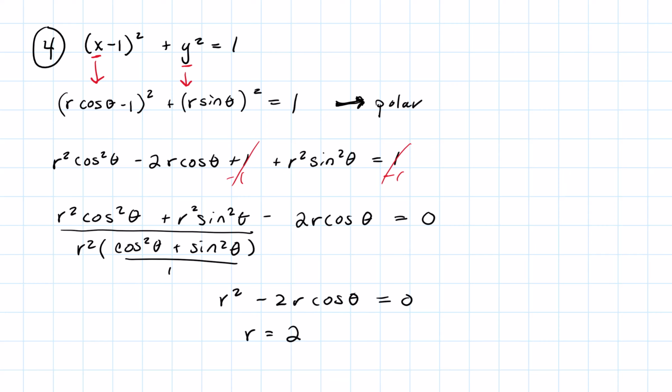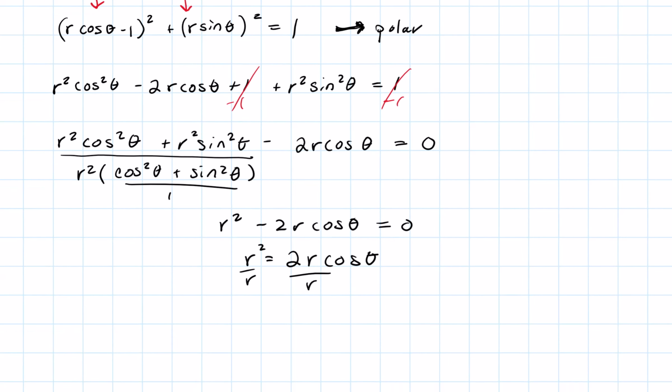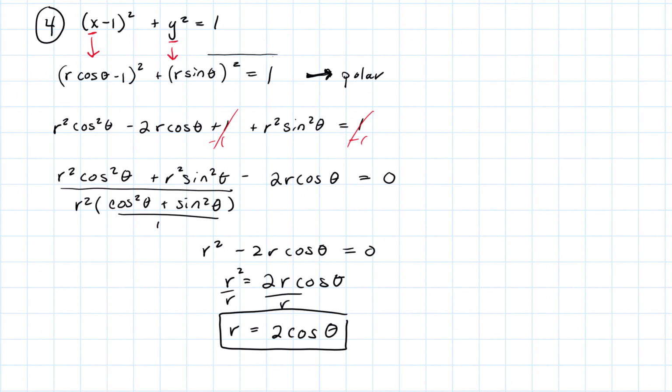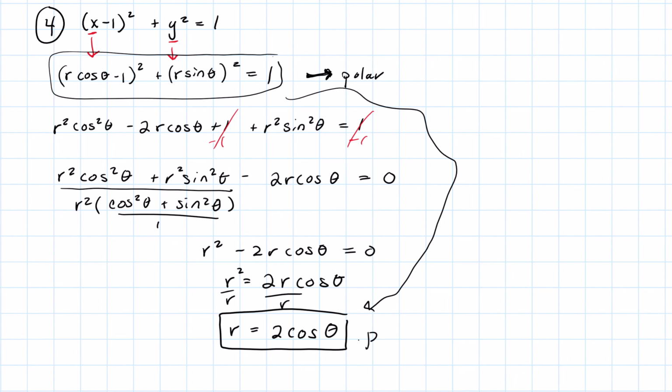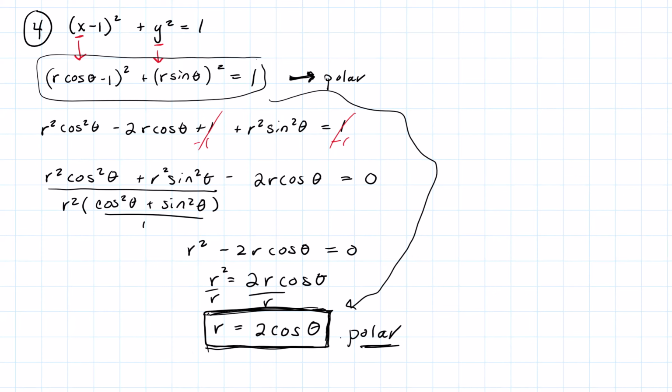Or r squared equals 2r cosine of theta. But if I divide by r on both sides, I end up with r equals 2 cosine of theta. And that, again, notice that we went from this form into a nice little equivalent form that's a lot easier to work with in polar. So we want to use our simplification tools, our expand. Here we wanted to expand and get that simplified after we made the conversions. So there's the nice polar equation that we can work with.